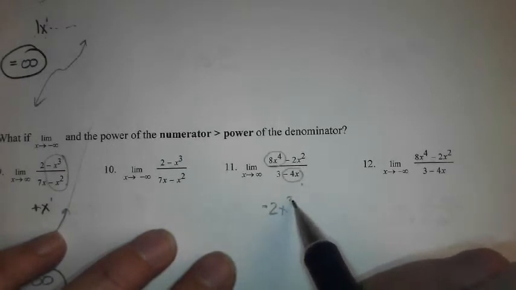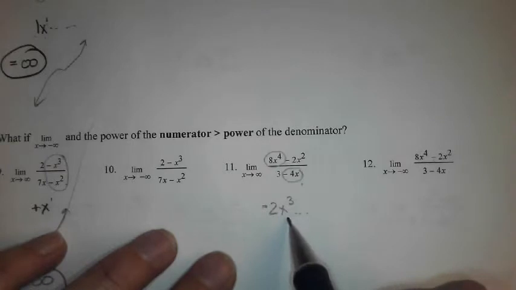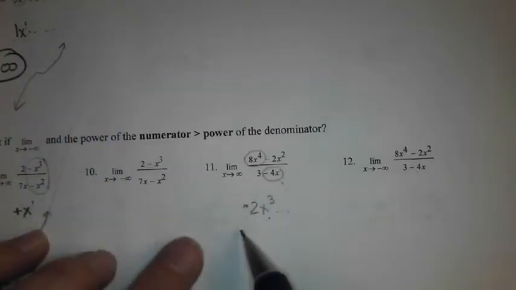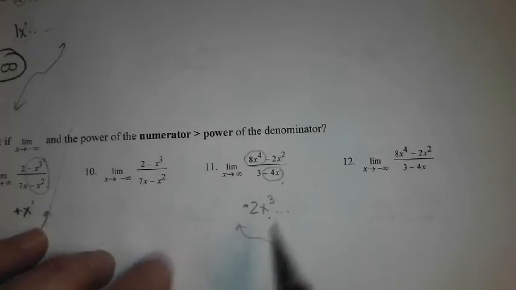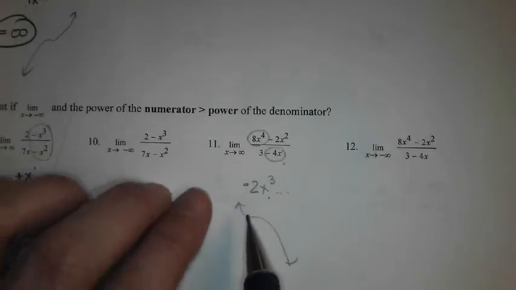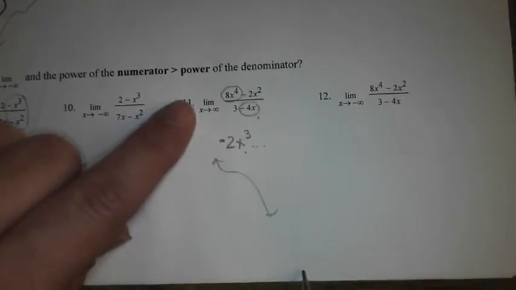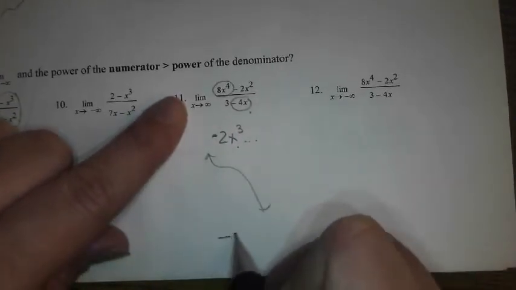Negative 2x cubed. So that's still even or odd degree? Odd degree with a negative out in front. So odd degree with a negative out in front starts high, ends low. So now we can use that graph. As my x's go towards infinity, meaning as I move to the right, what happens to my y coordinates? Negative infinity. Good.